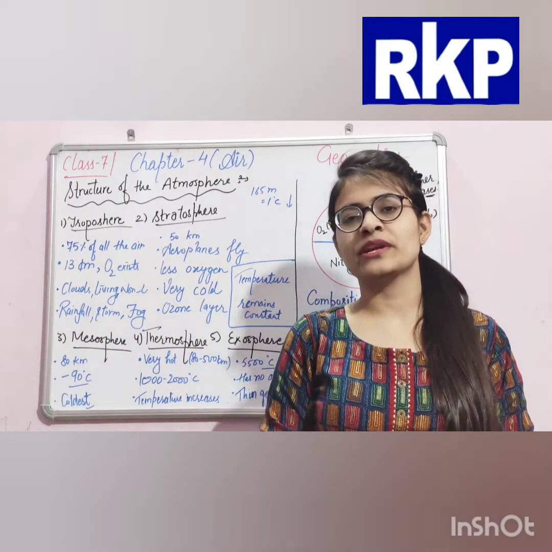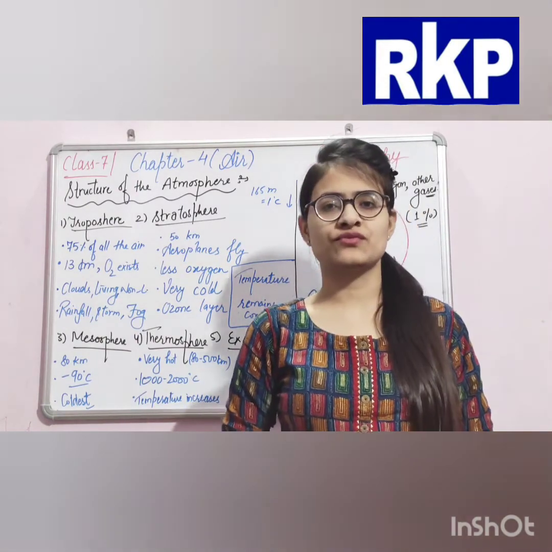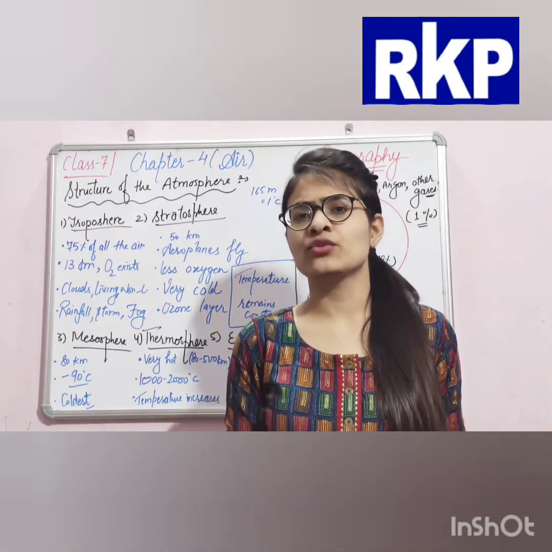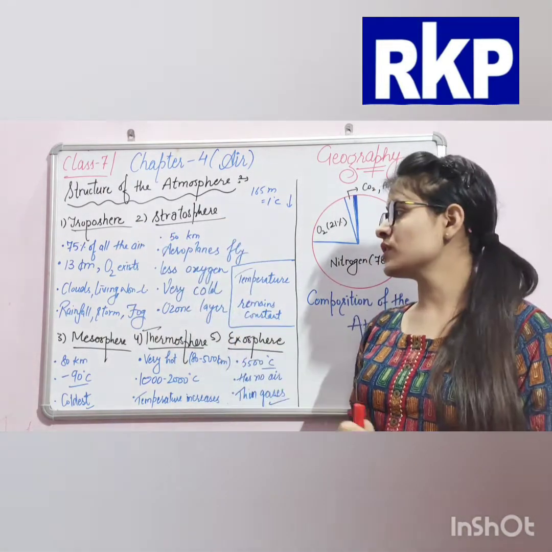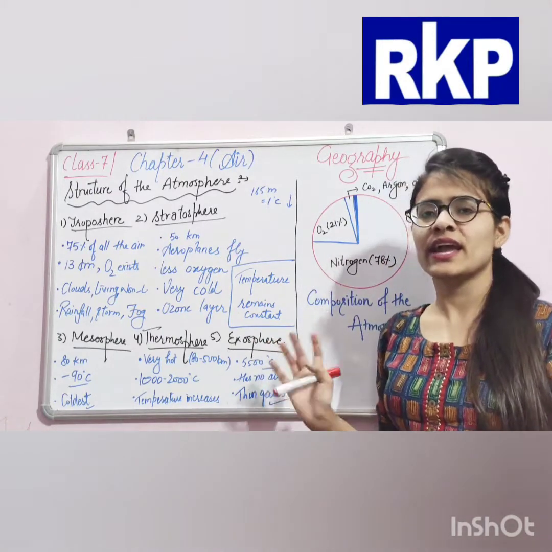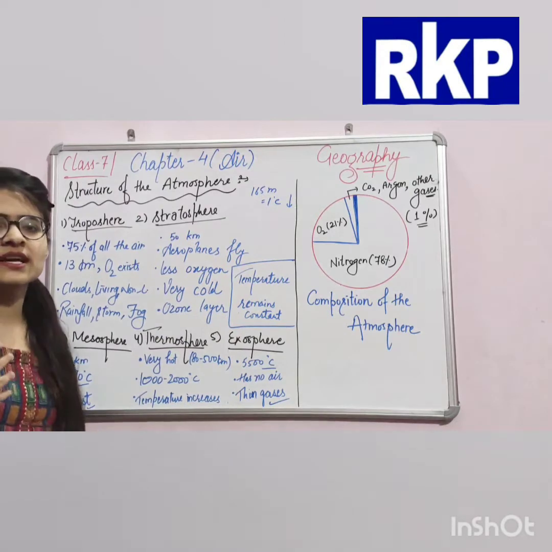Let us start our next topic, that is the structure of the atmosphere. Our atmosphere is made up of 5 layers, or it can be divided into 5 layers. These are troposphere, stratosphere, mesosphere, thermosphere and exosphere. One by one we will be discussing all these layers.